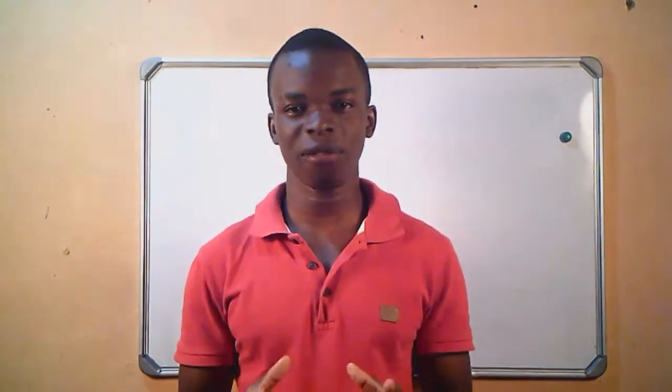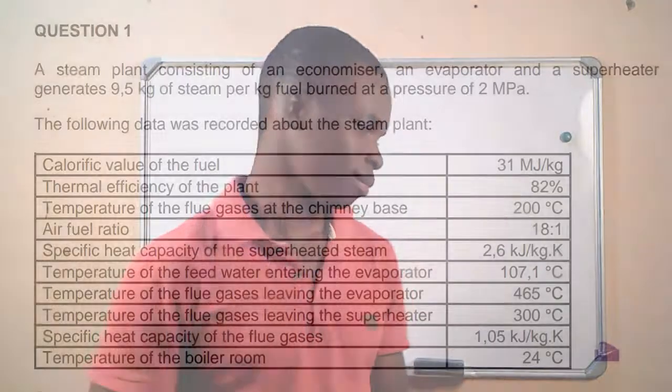Today we are doing an exercise on applied thermodynamics, which is the steam plant, power machines and six. The exercise that we are doing is an exercise that I've taken from a question paper that was written in April 2019. It's question number one and it reads as follows.